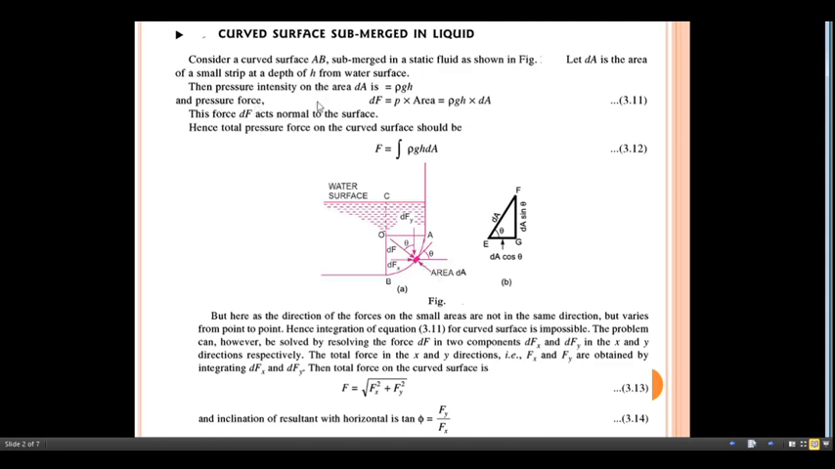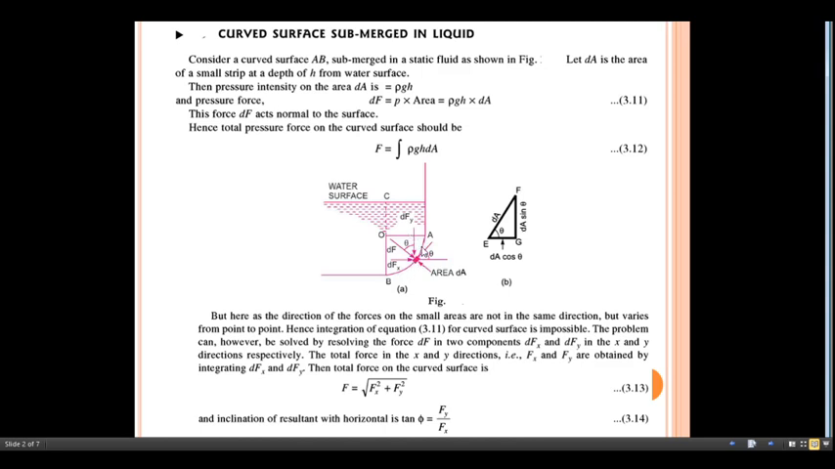The pressure force dF equals P multiplied by area. So P here is rho g h and the area is dA. We have considered a small area, that's why dA is written. So this force dF acts normal to the surface. This force acts normal to this surface.